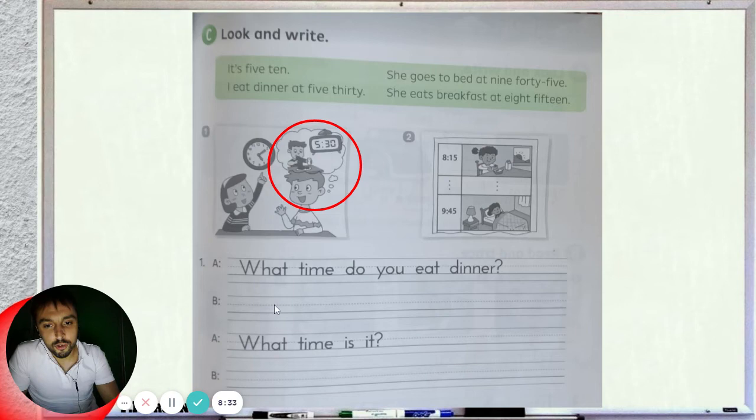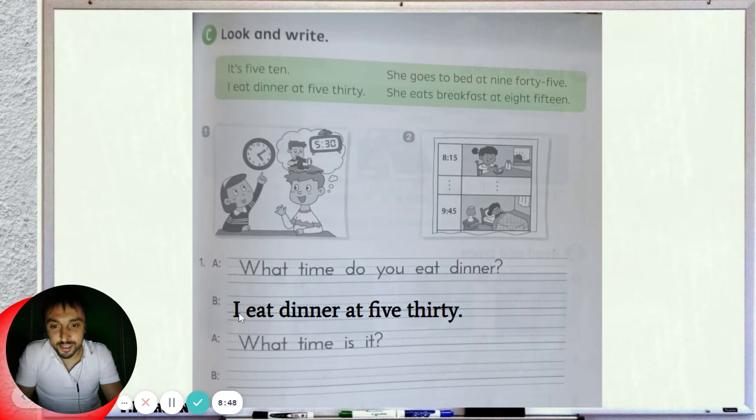So what do we say? You changes to I. So I do what? I eat dinner. I eat dinner at what time? 5:30. So where is it? There it is. So let's put it in. I eat dinner at 5:30. That's the answer. Okay, next one.